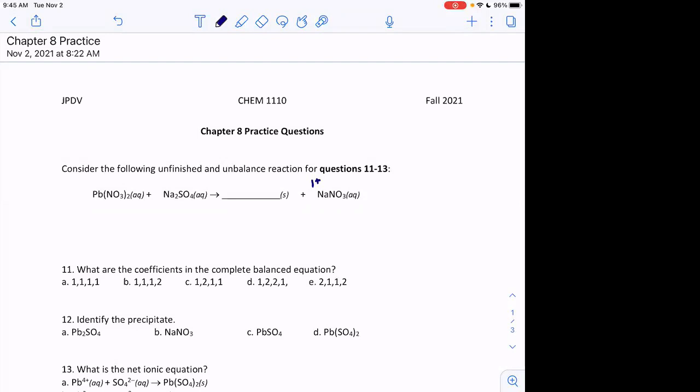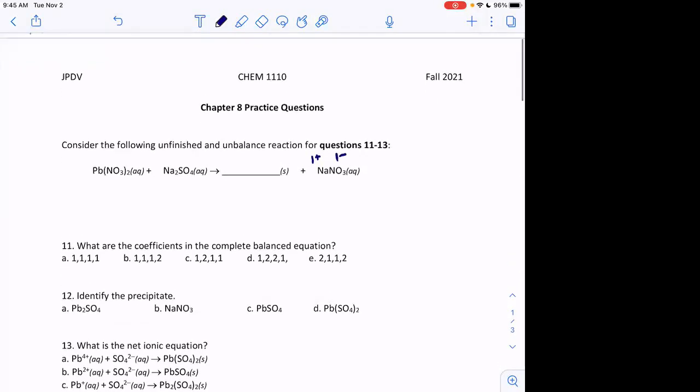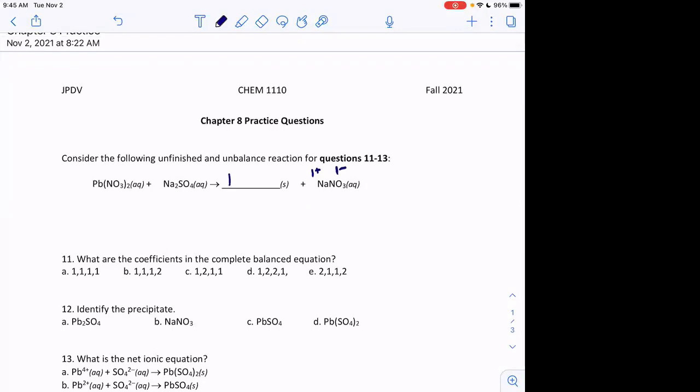So you say sodium nitrate, that's just going to be 1 sodium, 1 nitrate. And the other product of swapping partners has to be what? Lead sulfate. That's going to go in the blank, right? And sulfate is 2-. And we already said this is lead 2 here. So we're good there. Okay, and that's the solid precipitate.